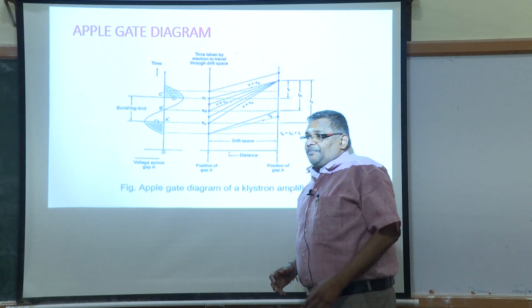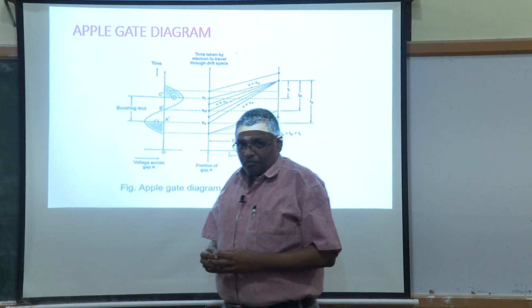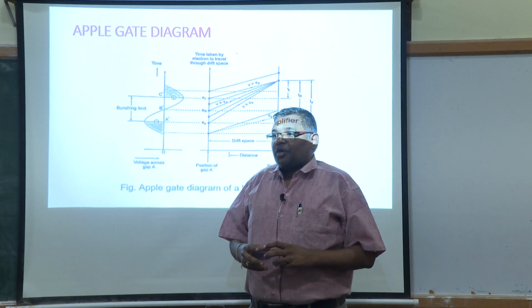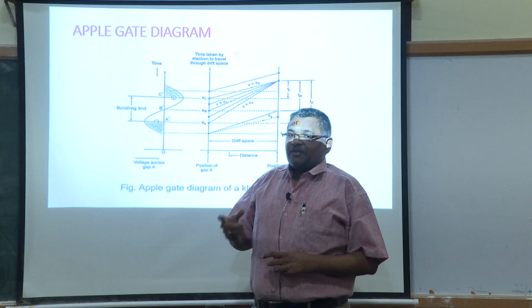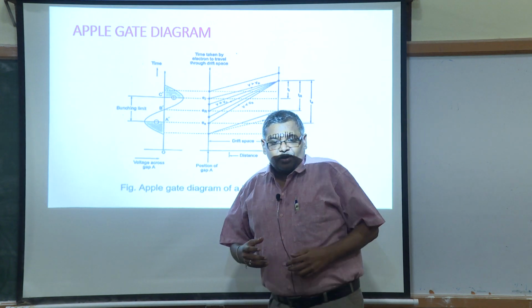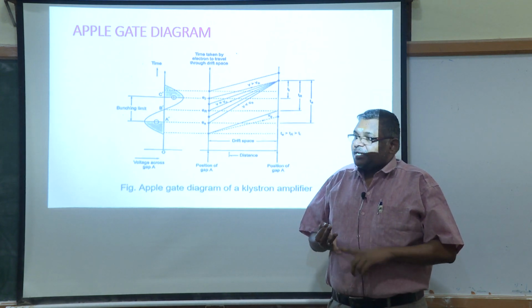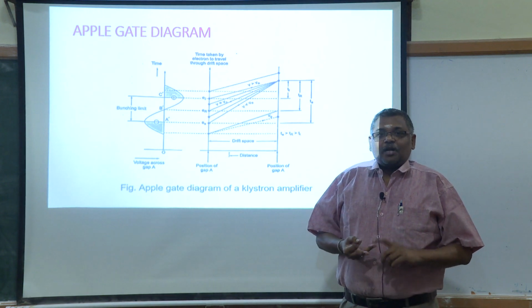This operation can be explained using an Applegate diagram. What is this Applegate diagram? When you talk about the Applegate diagram, we will talk about three electrons: one is called the early electron, the reference electron, and the late electron.